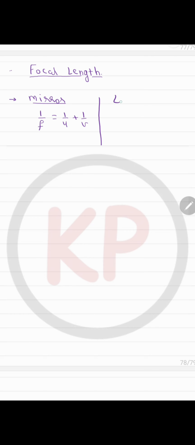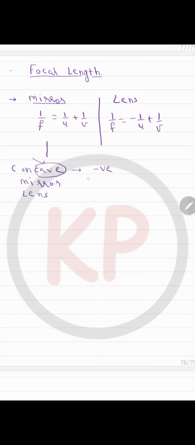And if it is lens, for lens, it is 1 by f is equal to minus 1 by u plus 1 by v. If it is a concave mirror, concave, when there is a cave, always remember the answer will always be negative, whether it is a concave mirror or concave lens. So focal length for concave mirror or concave lens is always negative.